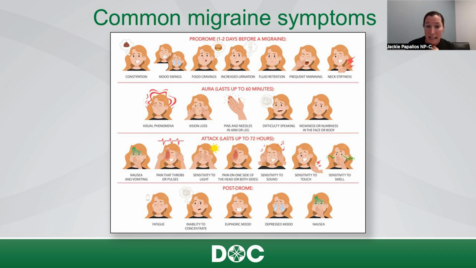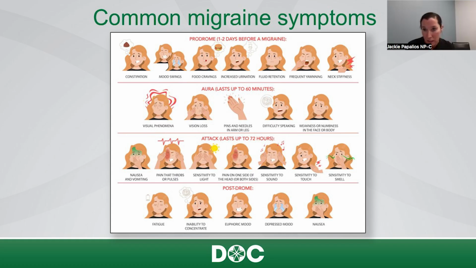The actual migraine attack lasts up to 72 hours. This attack, again, those associated symptoms of the migraine: nausea, vomiting, throbbing, pulsating on one side of the head, really sensitive to lights or sounds. And then even some sensitivity to smell can happen with certain migraines. And then you have this postdrome, which they call the migraine hangover, which can occur for a day or two after a migraine. That can cause some fatigue, some difficulty concentrating, some depression, and even some residual nausea.